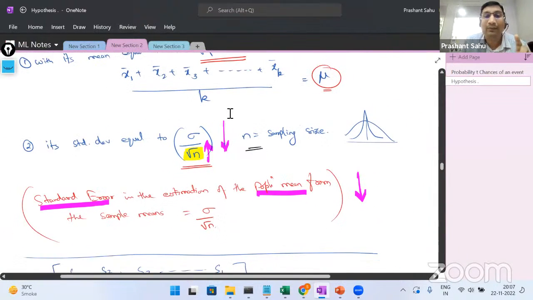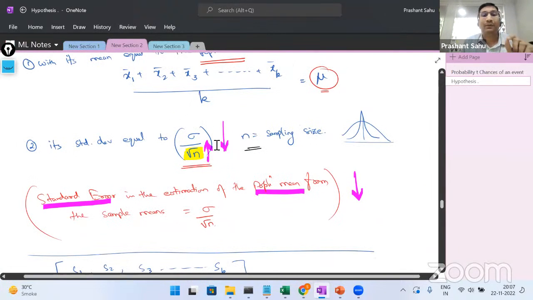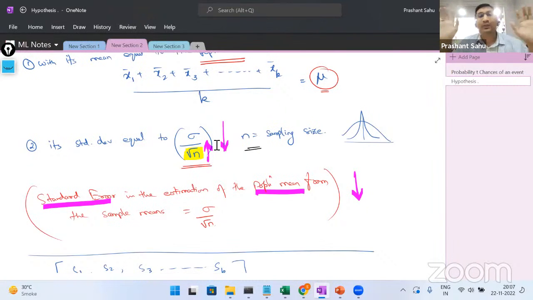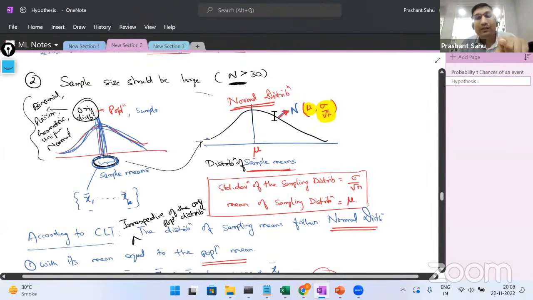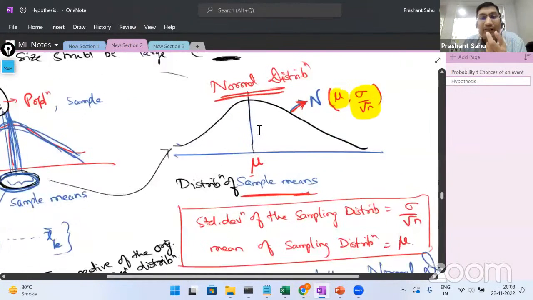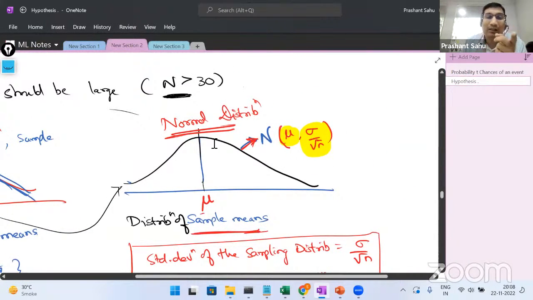This is the first time you would be encountering sigma by square root of n, and this is the core of hypothesis testing. In all hypothesis testing, including the confidence interval calculations, you will have this term, sigma by square root of n. So this is where it comes from. That is the central limit theorem. When you plot the sample means distribution, the mean of that distribution is at the population mean, and the standard deviation of that sampling distribution is given by sigma by square root of n.